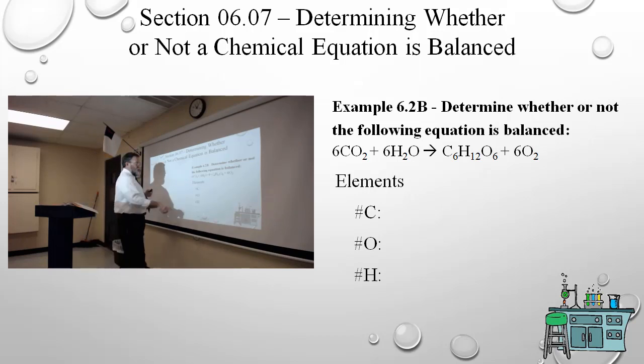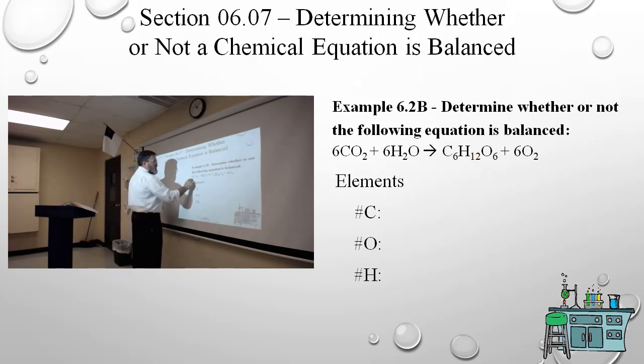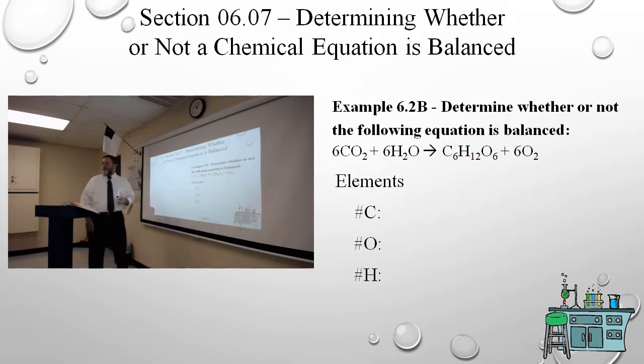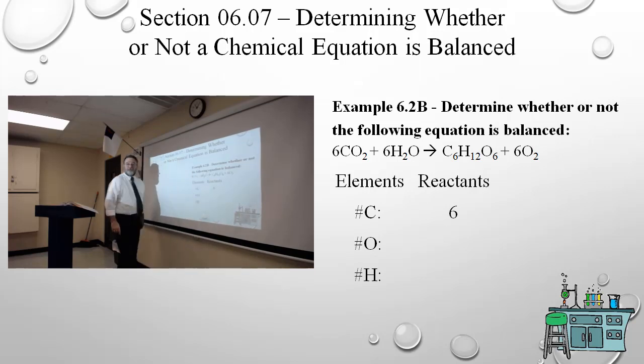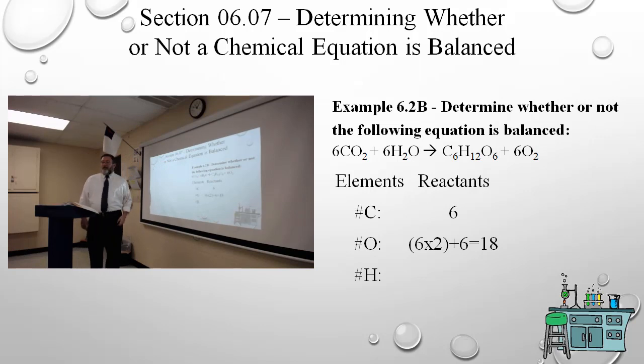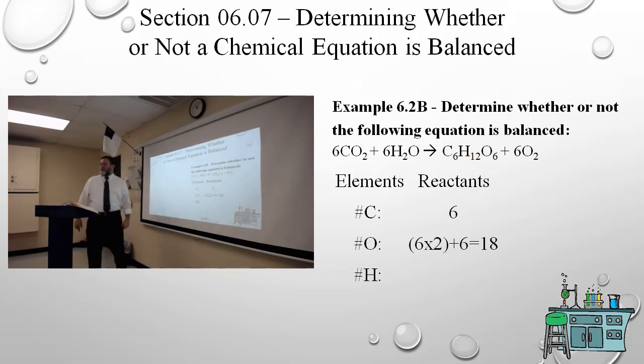On the reactant side, the left side, how many carbons do we see? Starting from left to right and go through all the reactants, how many carbons do we have? We have 6 sets of 1 and no more. So I have 6. Oxygen, from left to right. I have 6 sets of 2. And 6 sets of 1. 6 sets of 2 and 6 sets of 1 is 18. Hydrogen. I have 6 sets of 2 and no more. We're 12.